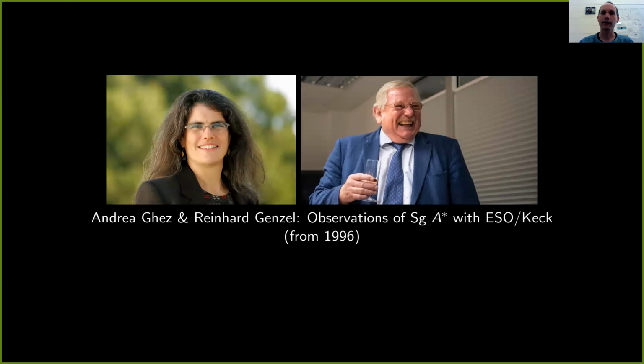Two other people that deserve a lot of credit in the field of black hole physics are two observers, Andrea Ghez and Reinhard Genzel, who started observing black holes not from a theoretical point of view, but using the ESO NTT telescope starting in 1996. They were making observations of the black hole in Sagittarius A star, which is our Milky Way black hole. And for their work, they were also awarded the Nobel Prize in Physics in 2020, jointly with Roger Penrose.